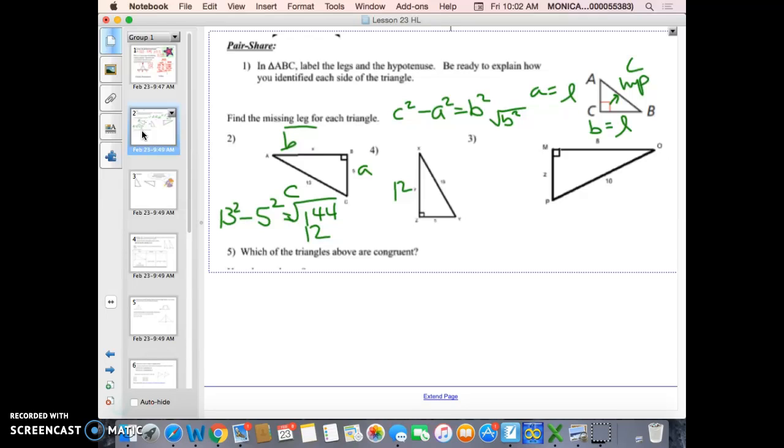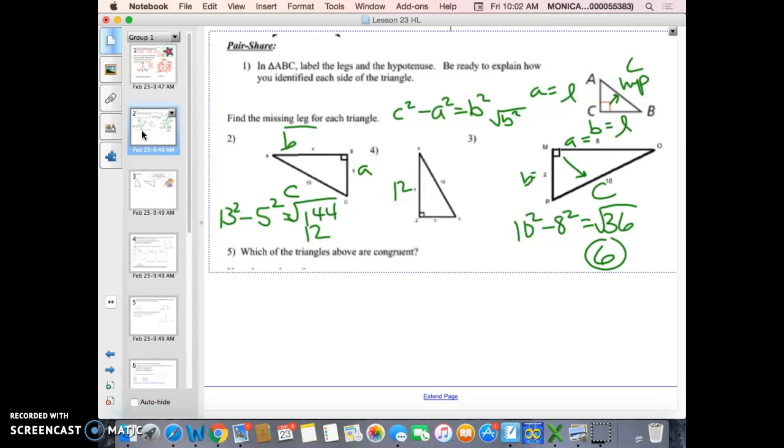Over here, I can't do that, but I know that this is C because it's across from the right angle. So this I'm going to call A, and this I'm going to call B. So I've got 10 squared minus 8 squared, and that is 36. And then the square root of 36 is 6. So I know the final side is 6.